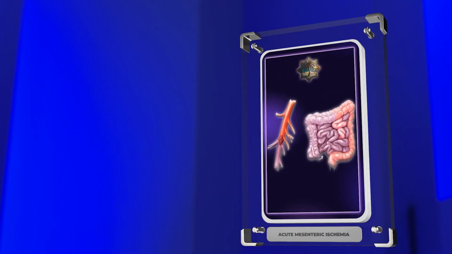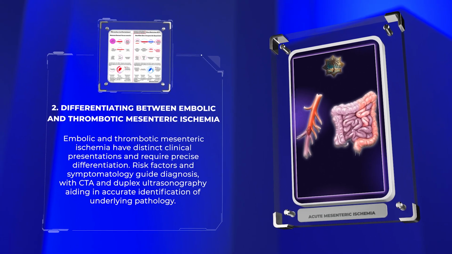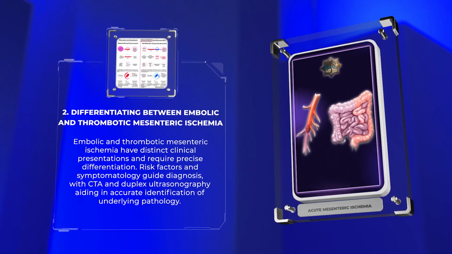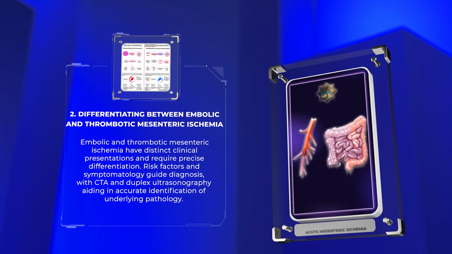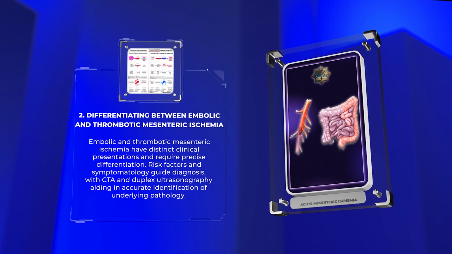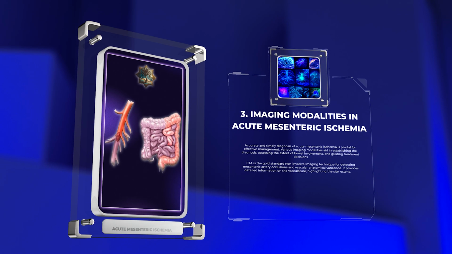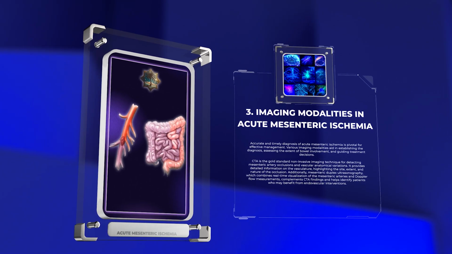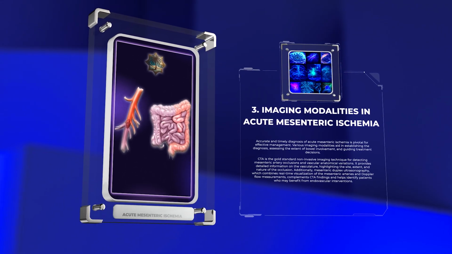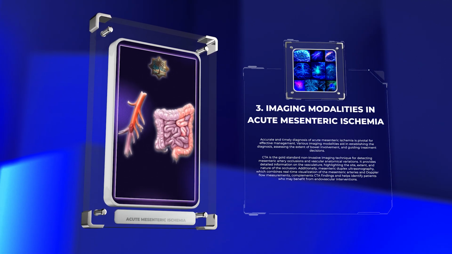Embolic and thrombotic mesenteric ischemia have distinct clinical presentations and require precise differentiation. Risk factors and symptomatology guide diagnosis, with CTA and duplex ultrasonography aiding in accurate identification of underlying pathology. Accurate and timely diagnosis of acute mesenteric ischemia is pivotal for effective management. Various imaging modalities aid in establishing the diagnosis, assessing the extent of bowel involvement, and guiding treatment decisions.